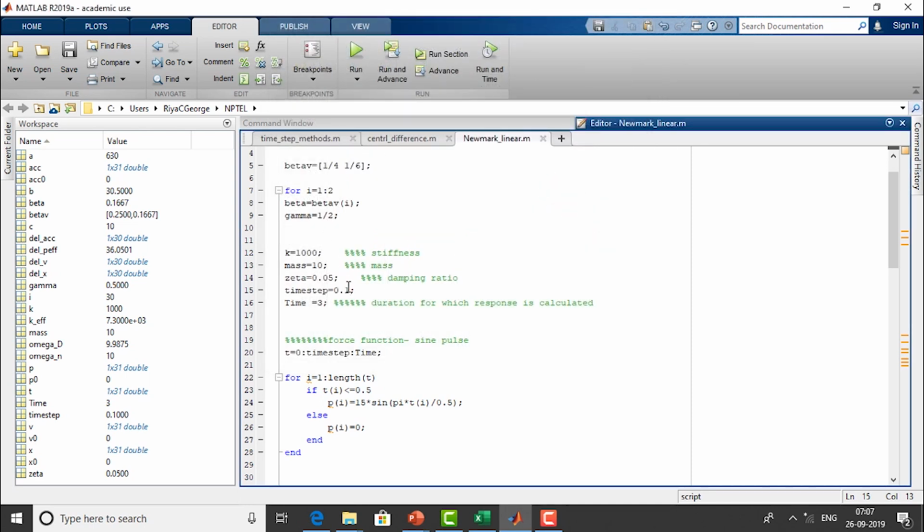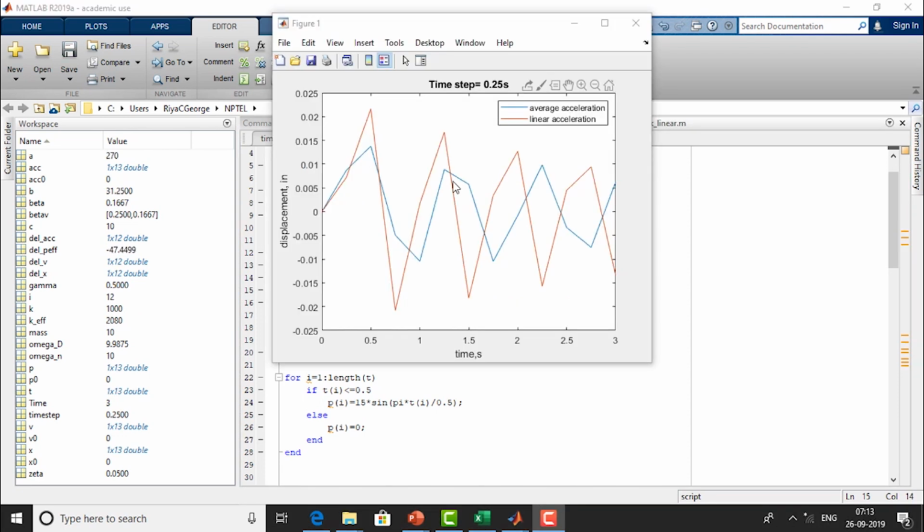Let's increase the time step further, say 0.25. In this case, the responses calculated using these two methods vary significantly, and the accuracy of the average acceleration method is very less. The amplitude is very less compared to the original amplitude. Let's see this for one more time step.